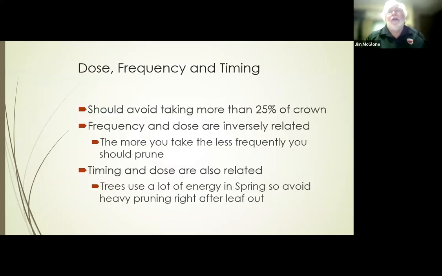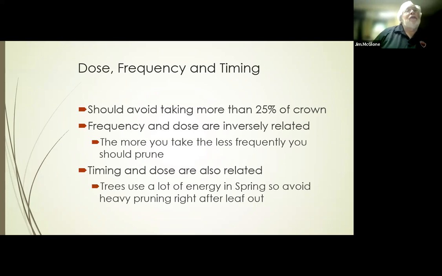Again, I mentioned dose and frequency and timing. You should avoid taking more than 25% of the live crown at any one time. Your frequency and dose are inversely related. So if you're going to take a lot, you should not be pruning that often. If you're only going to take a little bit, you can prune frequently. Some of my trees I prune every winter because that's when it's easy to see what's going on with it. But I'm usually only taking 1 or 2 small branches off of them rather than doing a lot of pruning on them at any time.